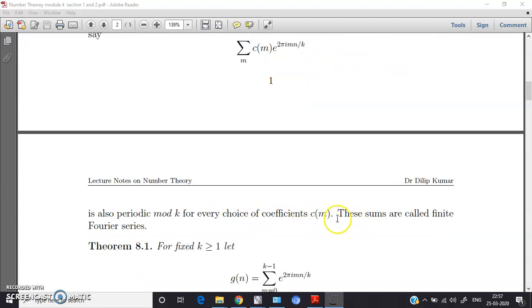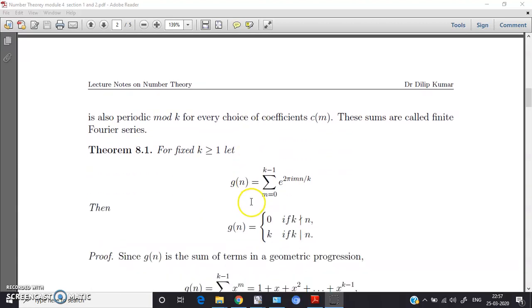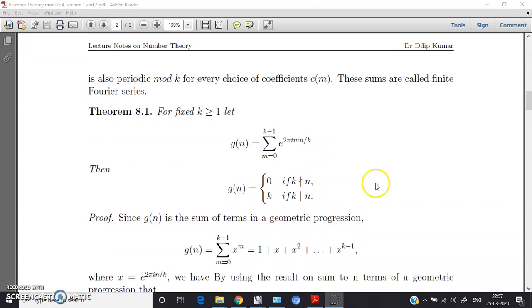So these sums are usually called a finite Fourier series. Now let us quickly see one theorem associated with this. For a fixed k greater than or equal to 1, let g of n be equal to the sum from m equal to 0 to k minus 1 of e raised to 2 pi i m n by k.